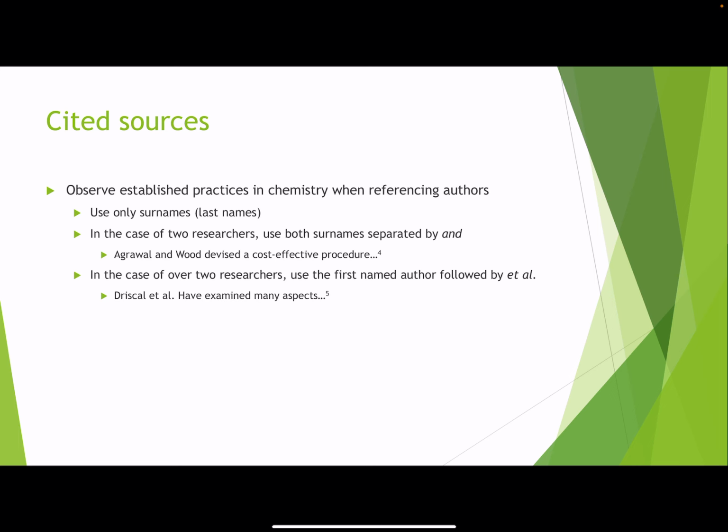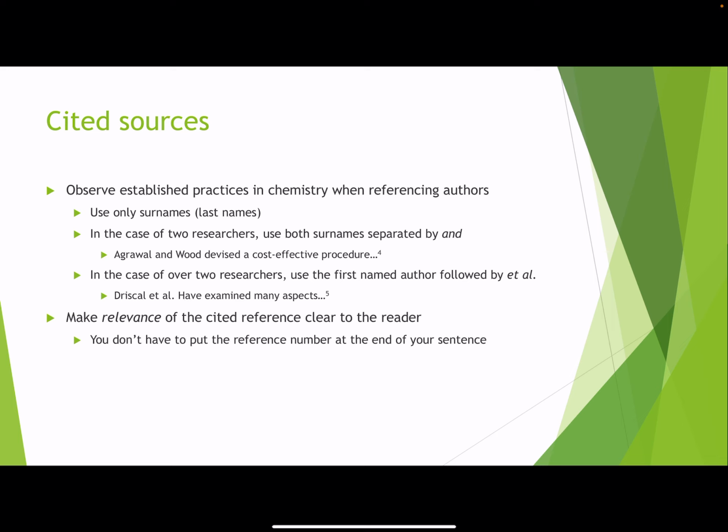So you want to make sure to observe established practices in chemistry when referencing. Authors use only last names. If you have 2 researchers, you separate their names by "and." If you have multiple authors, you just say the first author's name followed by et al. So you just want to make sure you're following these guidelines.